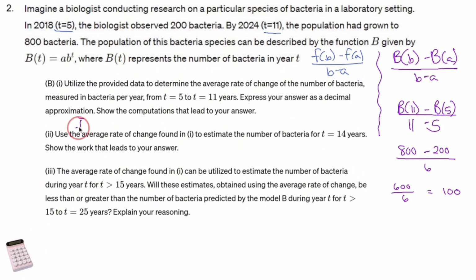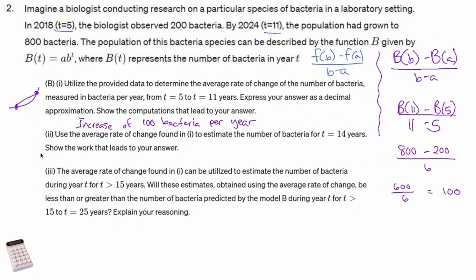It's going to be an increase of 100 bacteria per year. Now, that's just the average rate of change. We already know very well from the previous problem that this is an exponential guy, so it's probably going to look something like that, but this is asking you to find the slope, and the slope is 100 bacteria per year.